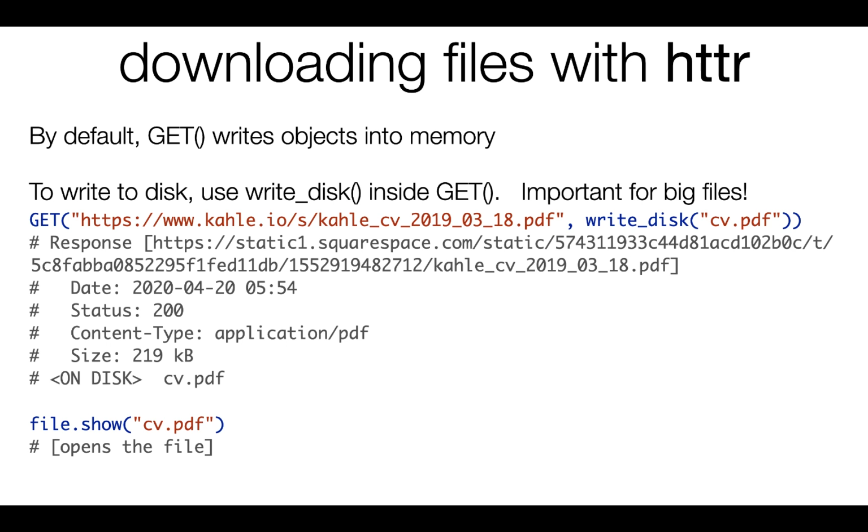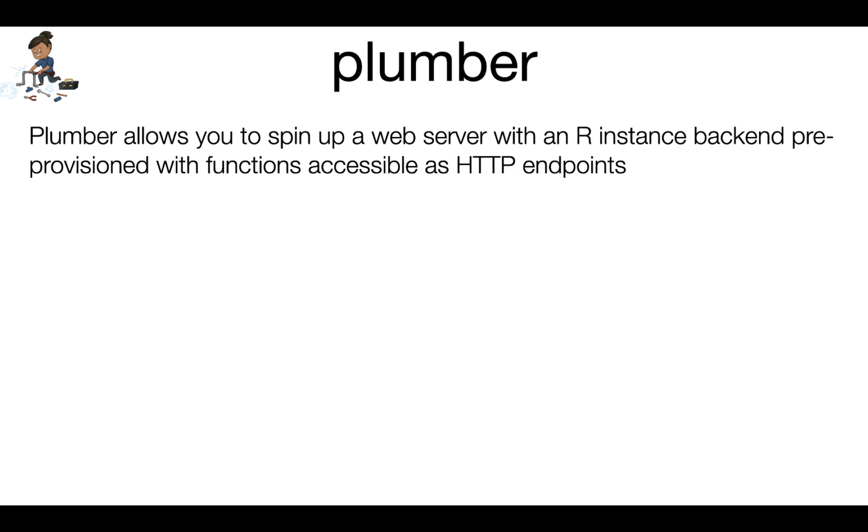Now the last thing that I want to talk about in terms of httr is actually another package called Plumber. Plumber is going to allow you to spin up a web server with an R instance backend that's pre-provisioned with functions that are accessible as HTTP endpoints. If that sounds confusing, it's actually not. You just need to see it in action. The idea here is that you want users to be able to simply type in a URL in a web browser or at a command line or something like that, query your web server, and in querying the web server, they're actually just evaluating an R function call. Okay? So it's not that bad.